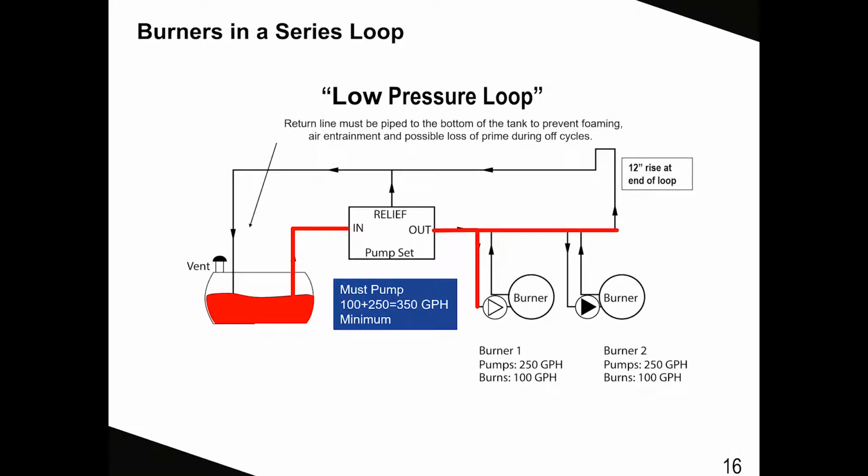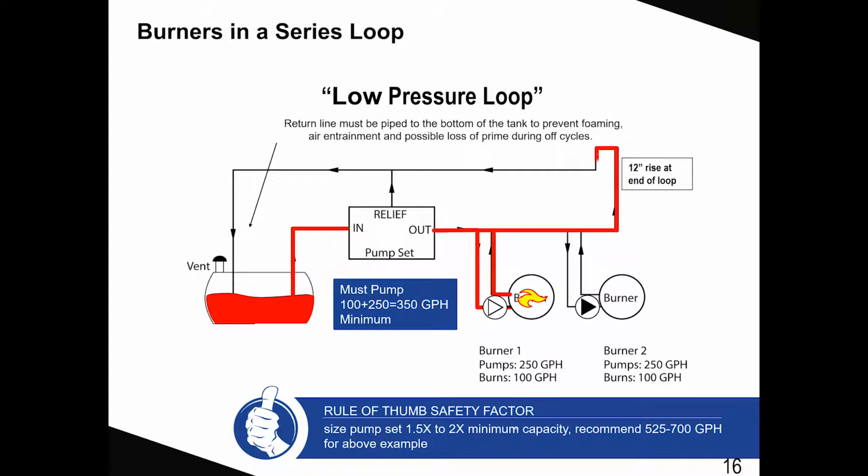Low pressure boiler loop. Burners with integral pumps are piped in a low pressure loop per NFPA 31, which only allows 3 psi on the inlet of the burner pumps. In this example, we are drawing fuel oil out of a tank and feeding 2 burners with integral pumps. The burners burn 100 gallons per hour, and the pumps are rated at 250 gallons per hour each.